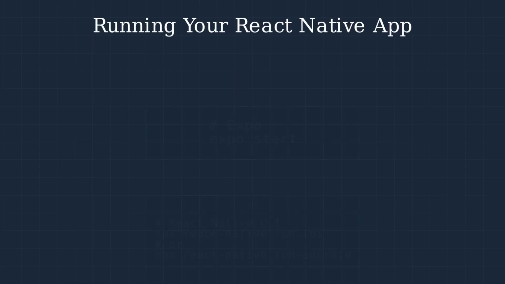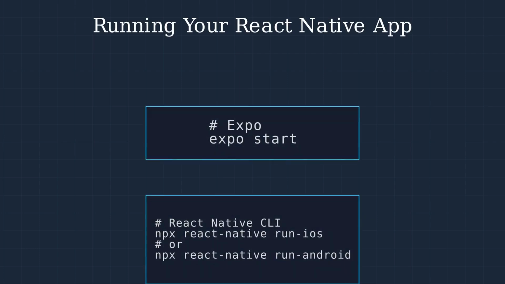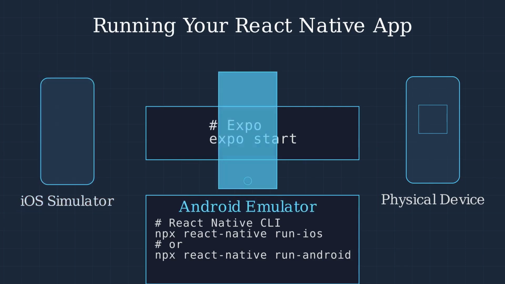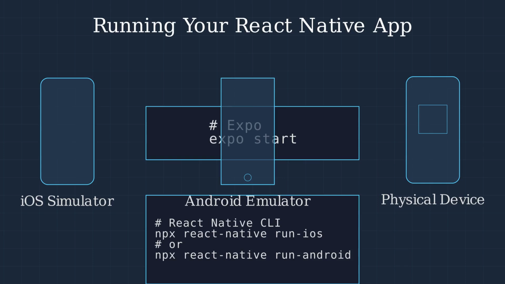Once your project is set up, you can run your app on various devices. With Expo, run expo start to launch the development server, then choose your target device. You can run on the iOS Simulator, Android Emulator, or scan a QR code with the Expo Go app on a physical device.